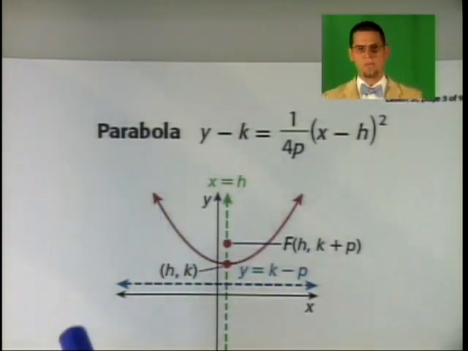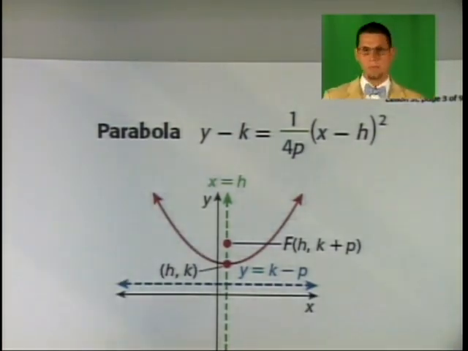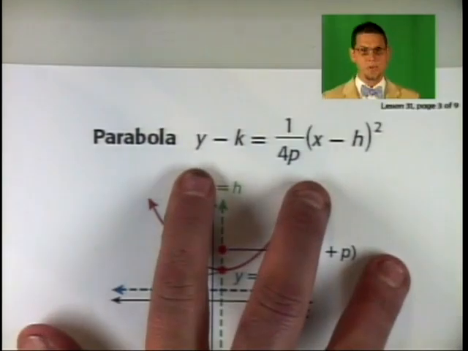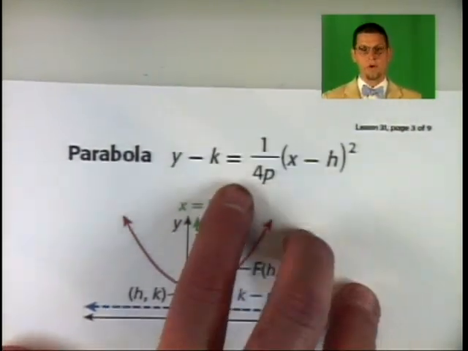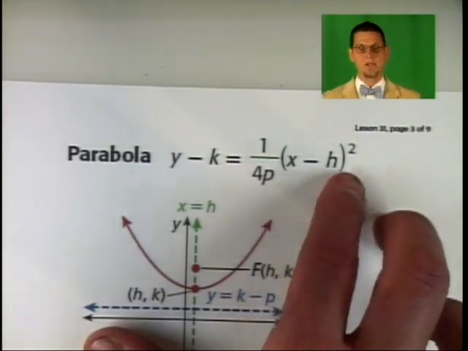Well, for the ones that open vertically, they still are functions, so we're going to be able to solve them for y. But we don't want to do that. We want a different form. This is going to be the standard conic form of a parabola, which will give us the information we want directly from the equation, namely the vertex and P, the distance from the vertex to the focus. So here's the standard equation. It's y minus k equals 1 over 4p times x minus h squared.